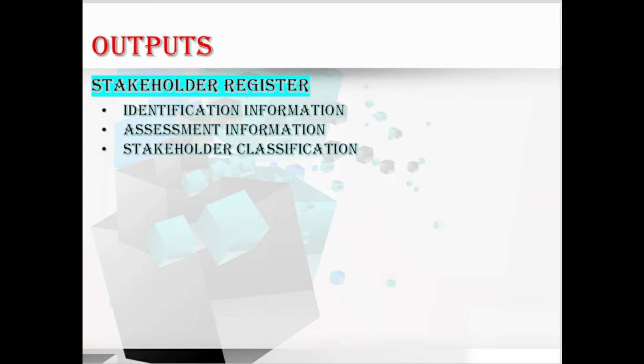Let me explain. First, the identification information includes the organizational position, location, contact details, and role on the project. Coming to assessment information, that includes the major requirements, expectations, potential for influencing the project outcomes, and the phase of the project lifecycle where the stakeholders have most influence or impact.